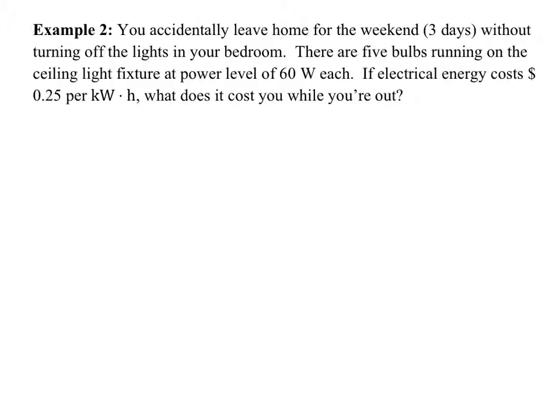So, you leave it on for 3 days. 3 days straight is how many hours? Yes, 3 times 24 is 72. Then we know there's 5 bulbs. Each of them runs at 60 watts. So how much power are we really running at? 5 bulbs, 300. You did it for 3 bulbs. Okay, yes? So we need to know, and here's the thing.